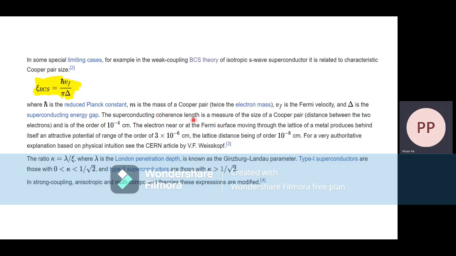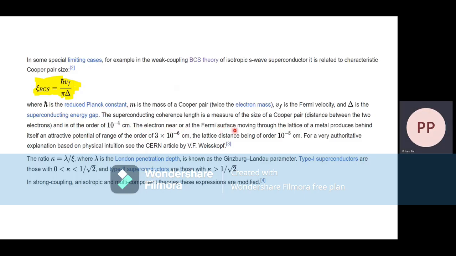Okay, so superconducting coherence length is just a measure of the size of the Cooper pair, the distance between two electrons. So if you are asked what is superconducting coherence length, you will simply say this is the distance between the two electrons, okay? And generally it is of the order of 10 power minus 4 centimeter.